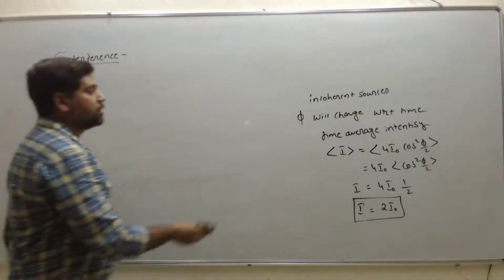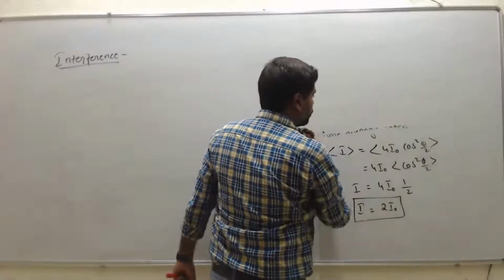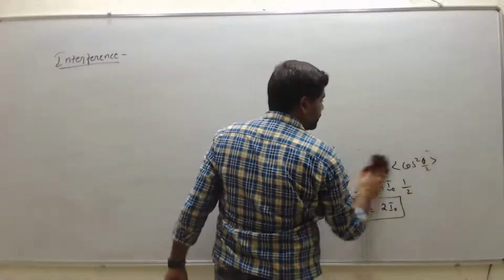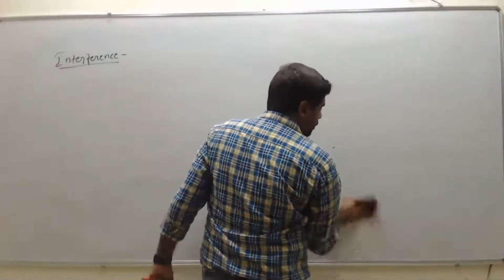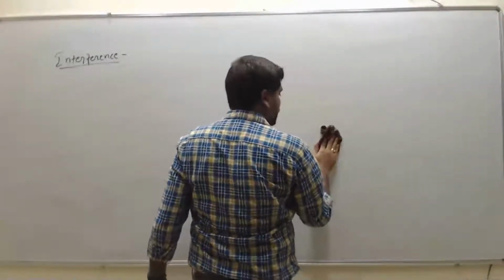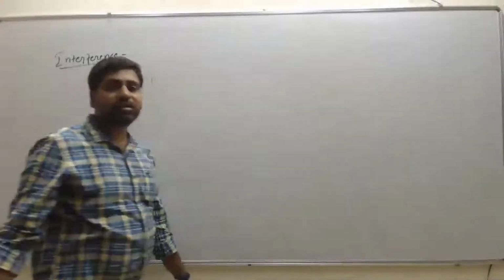So this is the difference between coherent and incoherent sources. In a coherent source the phase difference remains constant, that is, the phase difference will not change with respect to time. But in the case of incoherent sources, the phase difference changes with respect to time.